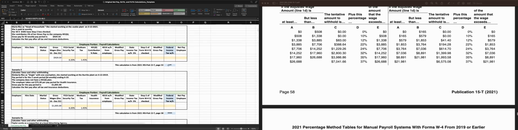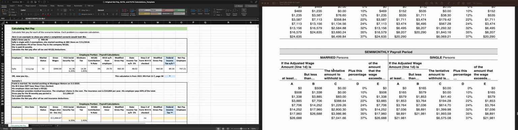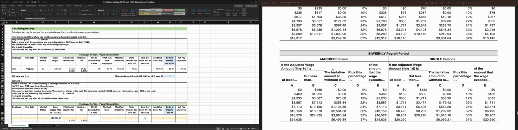So we're going to go to page 58 for this example, and it's biweekly single person. The range is not the same, but it's still a pretty wide range, 535 all the way up to 1,711. Tentative amount to withhold is 38.30. 12% is what is above 535. So I know that doesn't make sense as I talk about it. We're going to walk through this calculation right here.